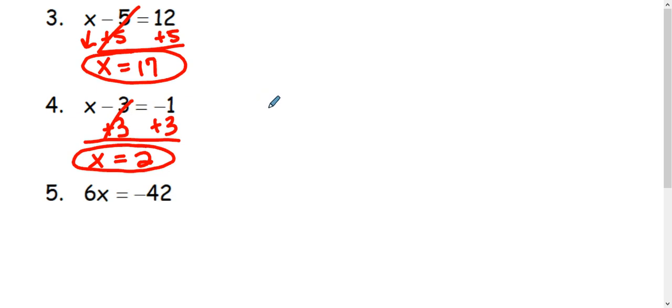In example 5, we have 6 times x. And so to inverse that multiplication, we're going to use division. And to show division, we use a fraction bar on both sides. I'm going to divide by 6 on both sides. This makes the 6's cancel, and we get x equals -42 divided by 6 is -7.